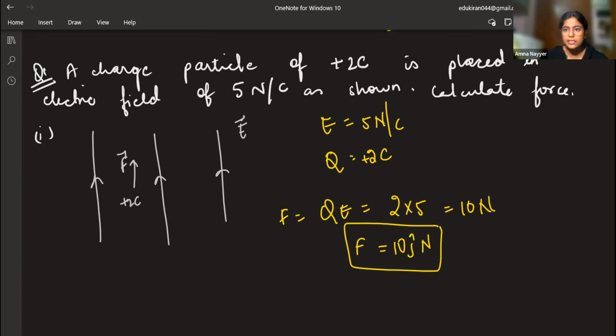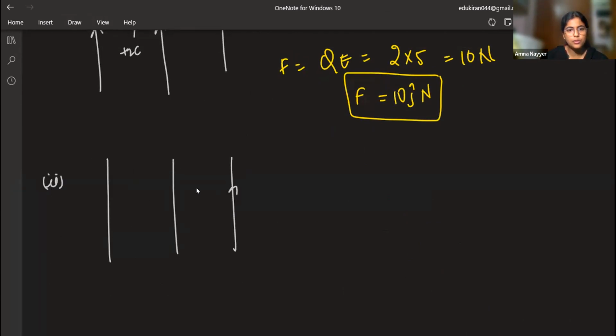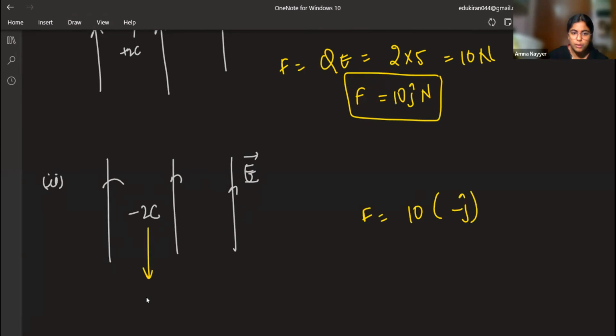In the second case, these are the electric lines of force. Again, electric field is pointing upwards. This time the charge is -2 coulomb. So what will be your answer? Everything will remain the same. It's just that this is going to be 10 into minus J cap, because now the direction of force will be opposite, because this is a negative charge. So direction of force is going to be downwards. That is exactly the opposite direction.